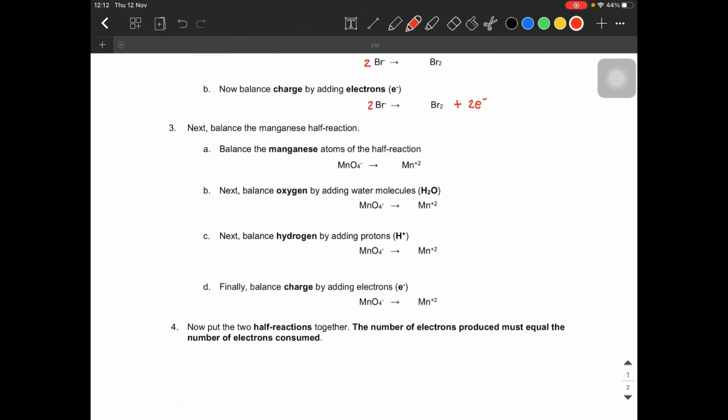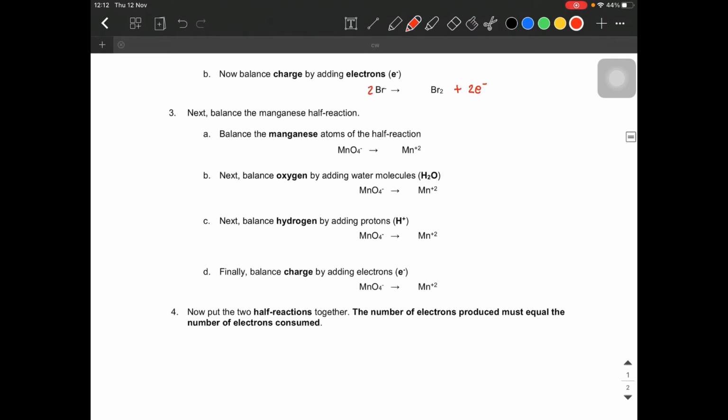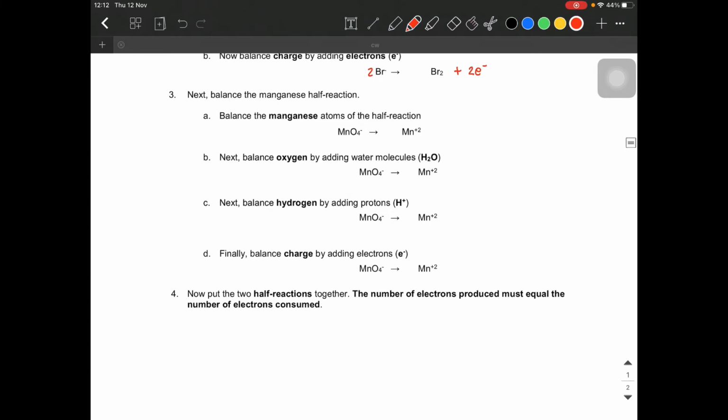The next one is we need to balance the second half equation. Since the number of manganese at the left and right are the same, we don't need to balance. Next, let's move on to balancing the number of oxygen. Since the left has 4 oxygen, we need to add water molecules. How many water molecules do we need to add? It depends on the number of oxygen. Since we have 4 oxygen at the left, we have to add 4 water molecules at the right.